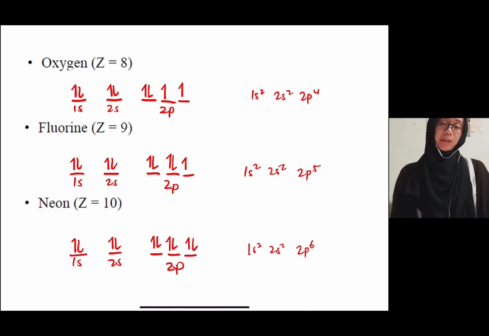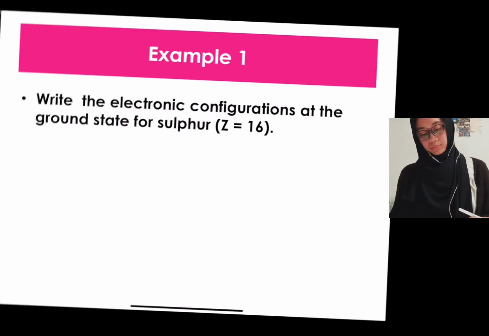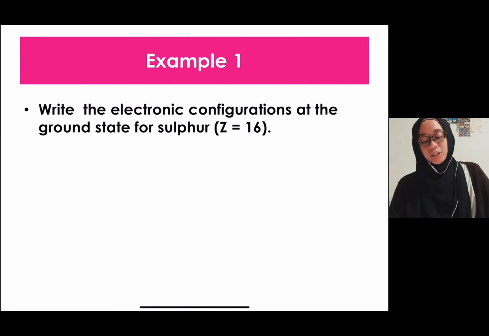So sebenarnya SPDF notation lagi senang lah daripada orbital diagram. Kalau kamu nak jawab yang mana satu, it depends on the question. Okay, nanti kita tengok soalan. Okay, let's go to example 1. So write the electronic configuration at the ground state for sulfur.